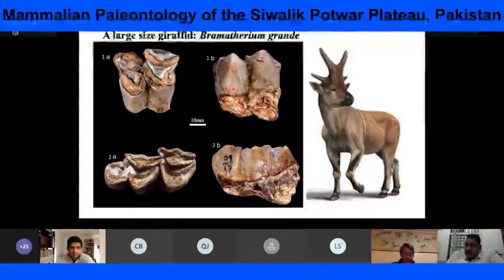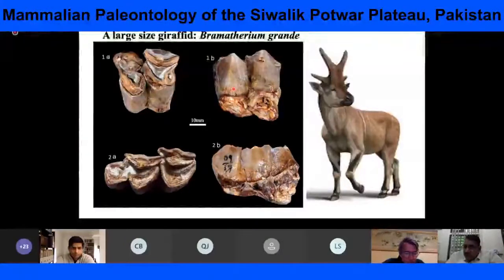Lydekker in 1876 described the genus Hydaspitherium. Further collection of this genus was done by Pilgrim in 1910, Matthew in 1929, Colbert in 1935, then Batten in 2004, and by other Pakistani paleontologists in 2007 and 2010. These collections comprise cranial and postcranial elements. They identified four species, namely Hydaspitherium megacephalum, Hydaspitherium grande, Hydaspitherium magnum, and Hydaspitherium birmanicum.